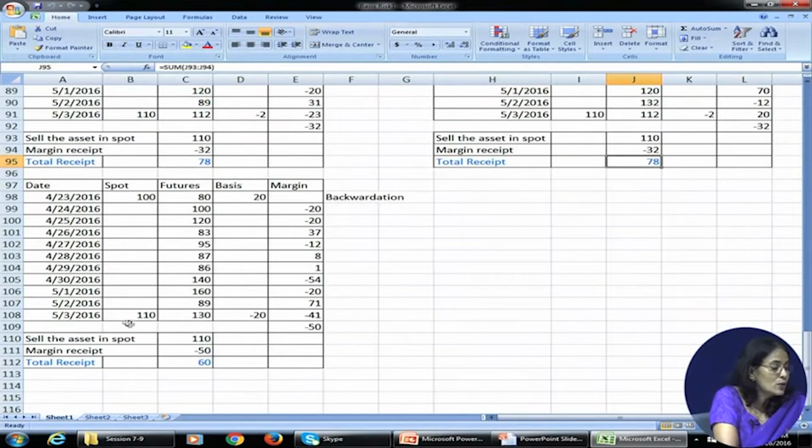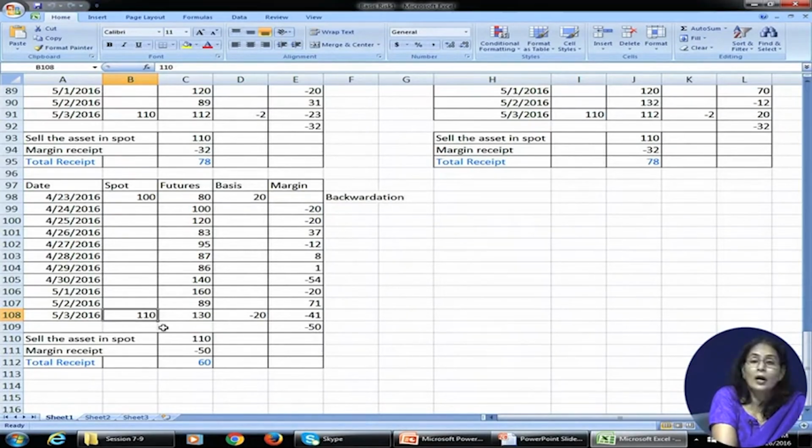Similarly, this is also an extreme case. So you can have a case where, let's say, 110 is the spot price prevailing on the contract squaring up date.